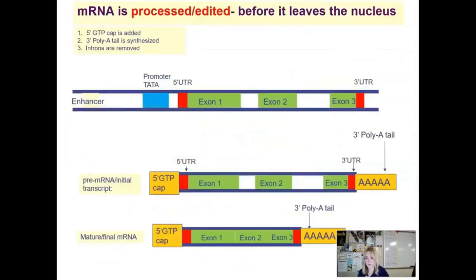When we transcribe mRNA, before it can leave the nucleus, it has to be edited. So we call this process basically mRNA processing or editing. So 3 things are going to happen during this process. We will have 5' GTP cap added to the transcript. We will have a poly A tail added to the transcript. And then also we're going to be removing introns. Remember, this part was an intron and this part was an intron. And you can see your final mature mRNA molecule does not have any introns. So let's talk about each a little bit more.